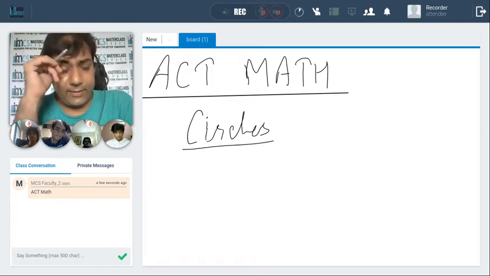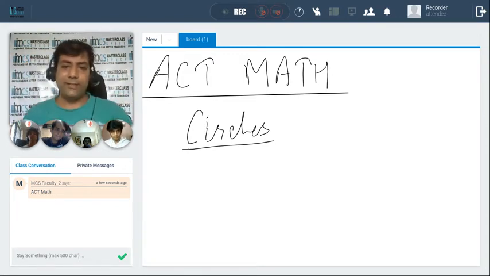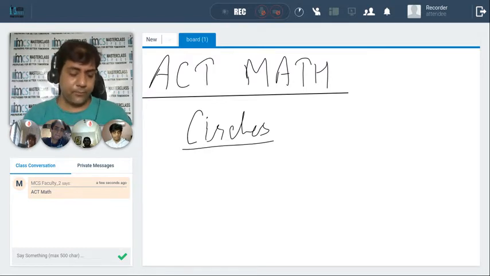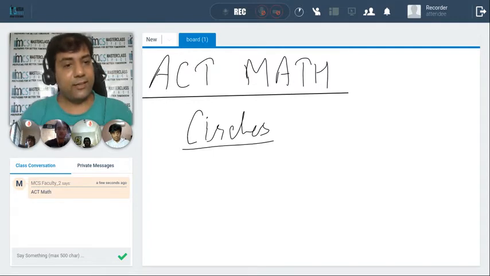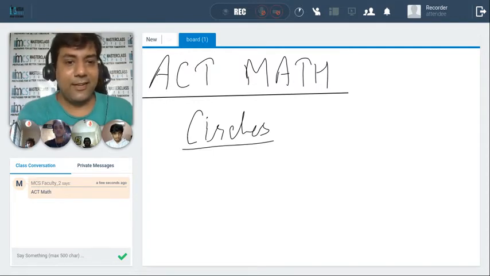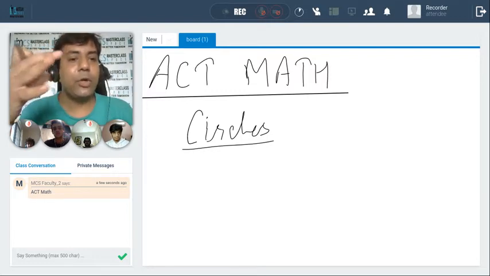So, my dear friend, this is a topic of ACT that's very important. That's called circles. Okay, we're going to start this one. Just from your previous knowledge, I would like to know what is a circle. I mean, everyone knows that, but in reality, I'm talking conceptually. How will you define a circle?